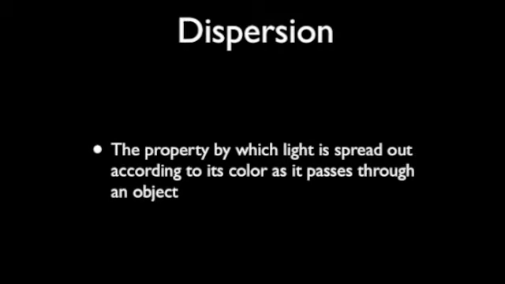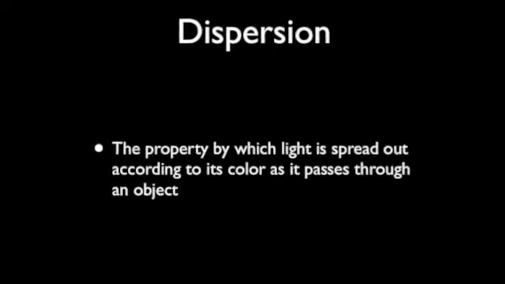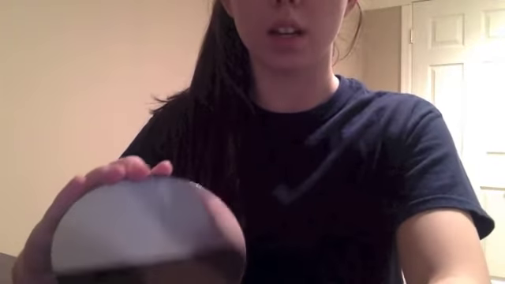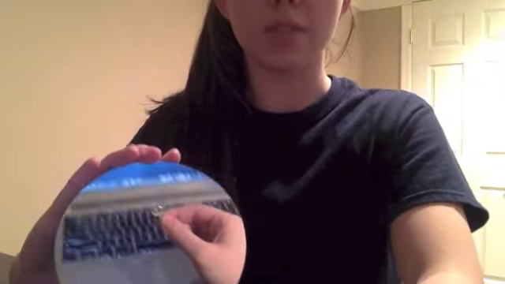Dispersion is the property by which light is spread out according to its color as it passes through an object. So first we're going to place the light bulb in front of the mirror, and as you can see, the way mirrors work, the light is reflected off of the light bulb and then onto the mirror. Since the mirror is flat, it reflects the exact image, so we can see the light bulb, and that's all we see.